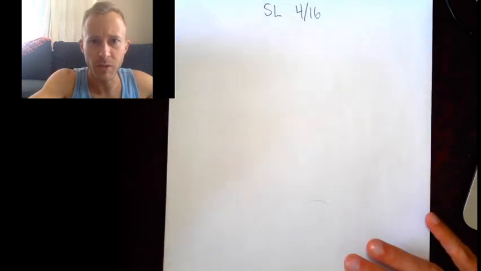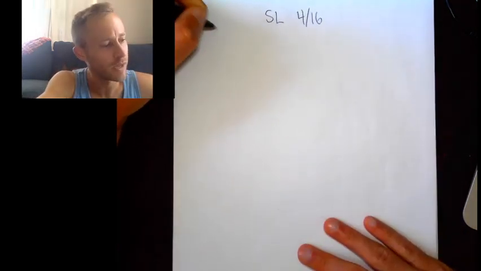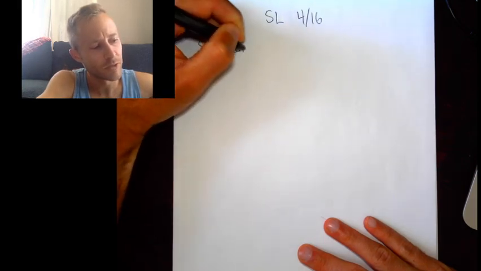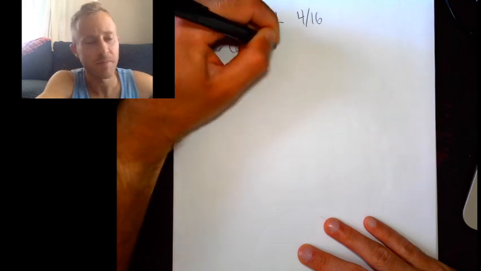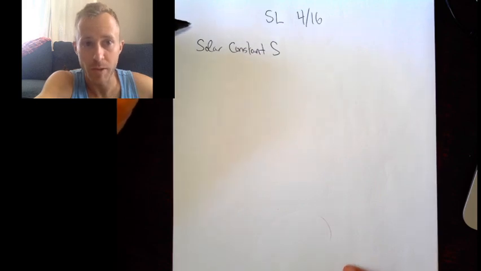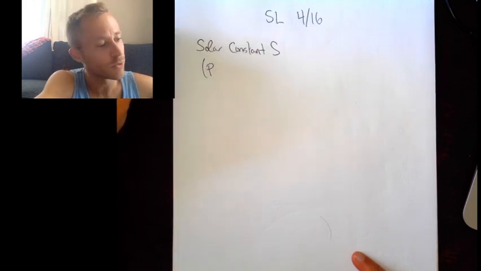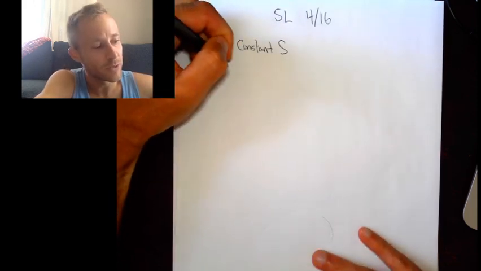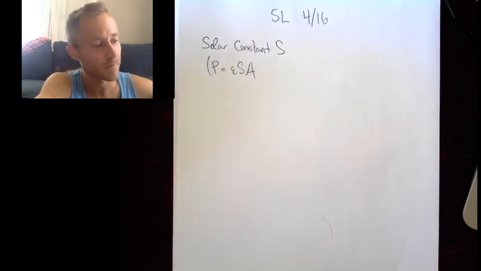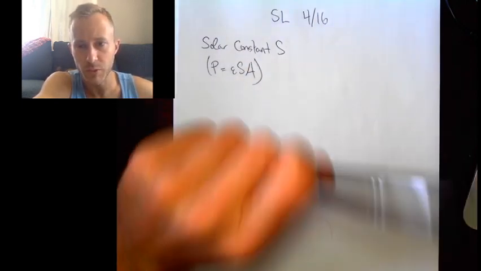So the first thing I wanted to talk about is the solar constant, S. We talked about the solar constant in the context of solar panels. You might recall that the power output of a solar panel is the efficiency times the solar constant times the area of the solar panel. That's in this week's quiz, I believe.